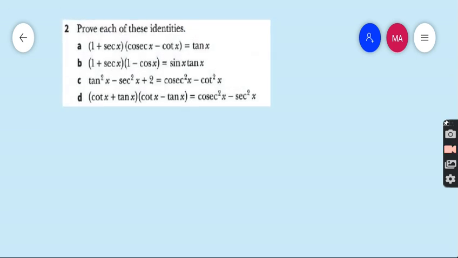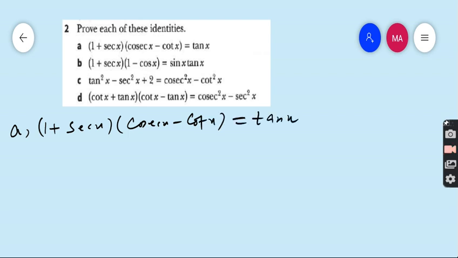Question number 2 is prove each of these identities. So take part A: (1 plus sec x) multiplied by (cosec x minus cot x) is equal to tan x. Obviously, we will take the left hand side.